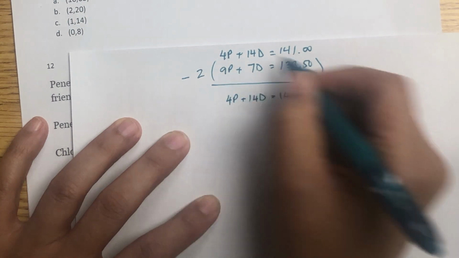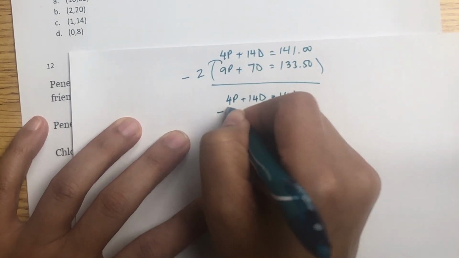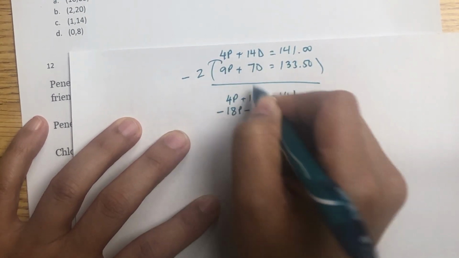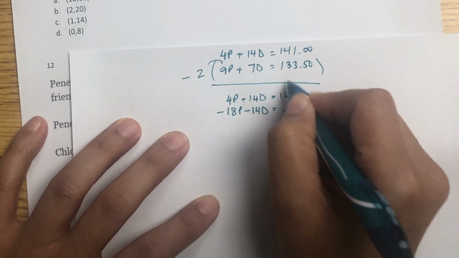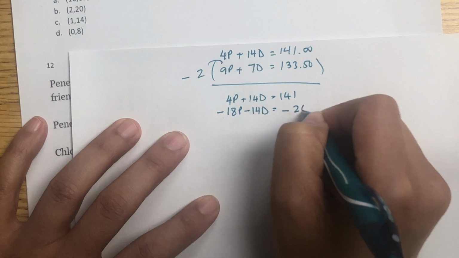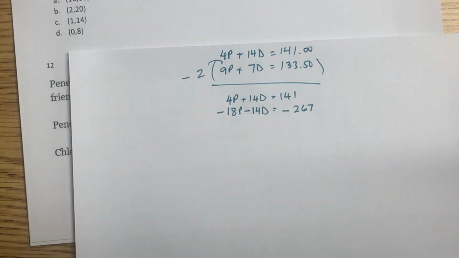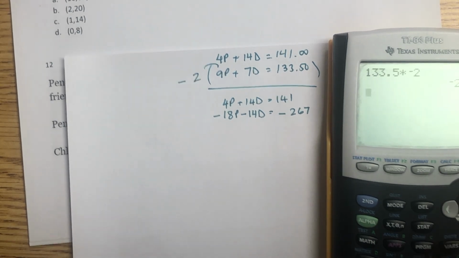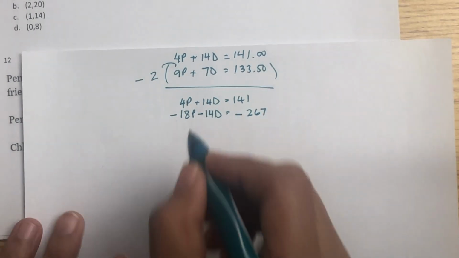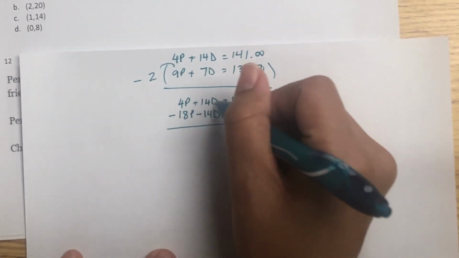All right, now multiply everything by negative 2, so that's going to be negative 18p minus 14d equals negative 267. Once again, you are going to do it in a calculator. 133.5 times negative 2. Boom. All right, now we're going to eliminate. So this goes away.